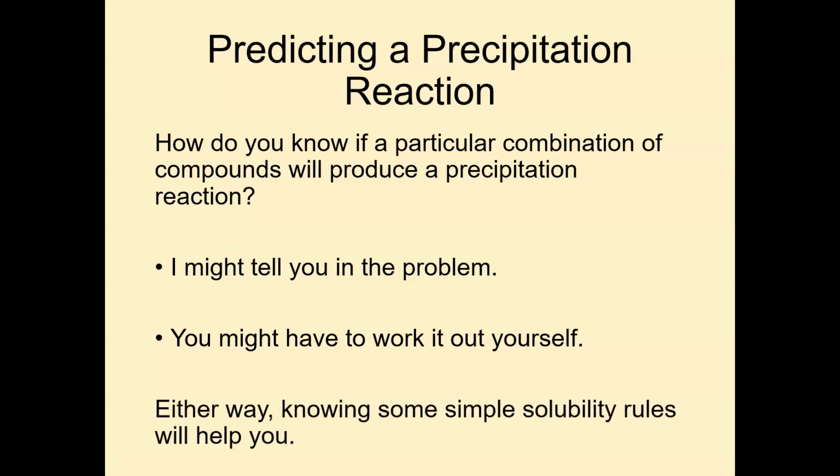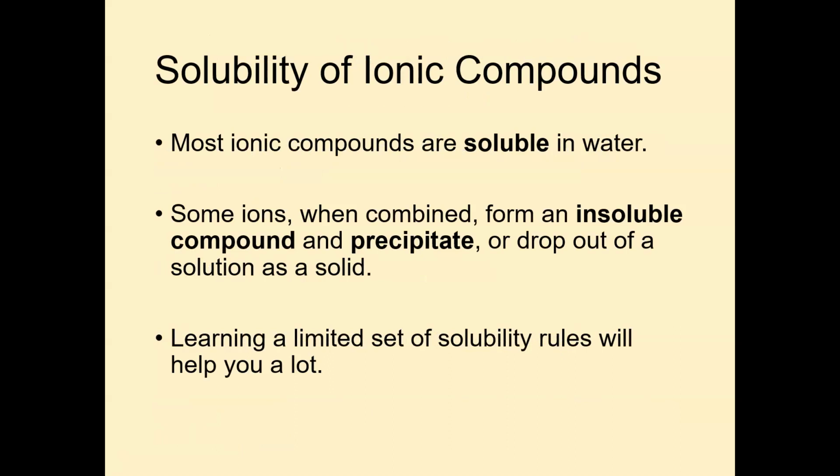In order to do that, knowing a simple set of solubility rules will allow you to predict whether or not a particular reaction is a precipitation reaction and what the precipitate is. As general background, most ionic compounds are soluble in water, because they're hydrated by water molecules. The negative portion of water molecules helps to dissolve cations, and the positive portion of water molecules helps to dissolve anions. But some ions, when we combine them, form a compound that is not soluble in water, and it will drop out of solution as a solid. So learning this limited set of solubility rules will help you out a lot.